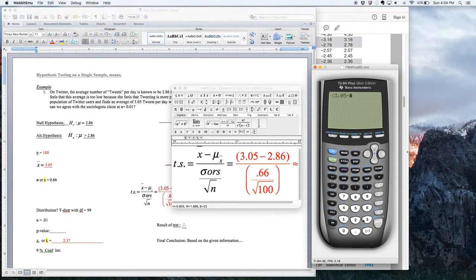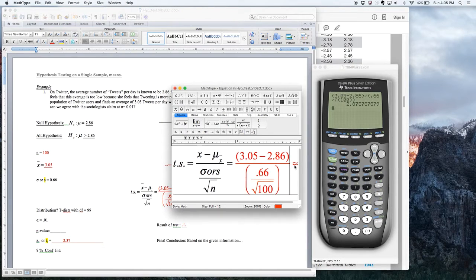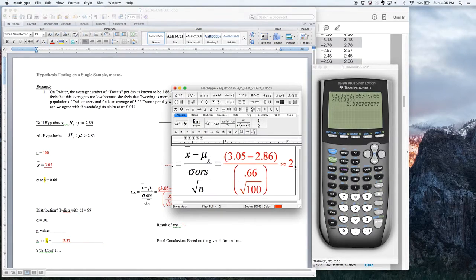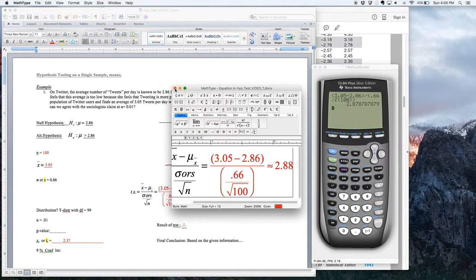3.05 subtract 2.86, close the parentheses, divided by new parentheses, 0.66 divided by the square root of 100. All right, so let it go ahead and crunch that mess. All right, it's about 2.88. Now remember, MyMathLab will ask for this to a certain decimal place, so just be careful with that, round to whatever it says to. But for purposes of us doing this video, 2.88 is fine. So I'm going to grab that number and pop it in here. This is about 2.88. All right, so let me close this thing right here.